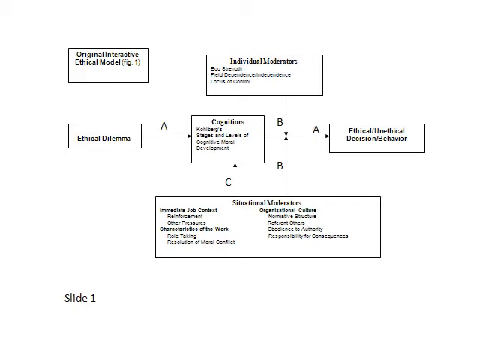The modified model, which we will go through later, demonstrates that it is not a one-way street, but that there are true interactions and influences that eventually bring someone to the final outcome, the final decision, whether it be ethical or unethical. Now, on to slide 2.